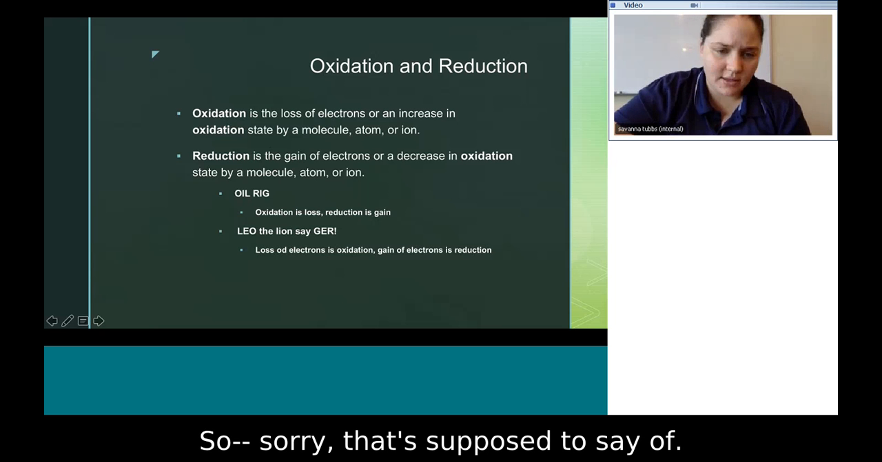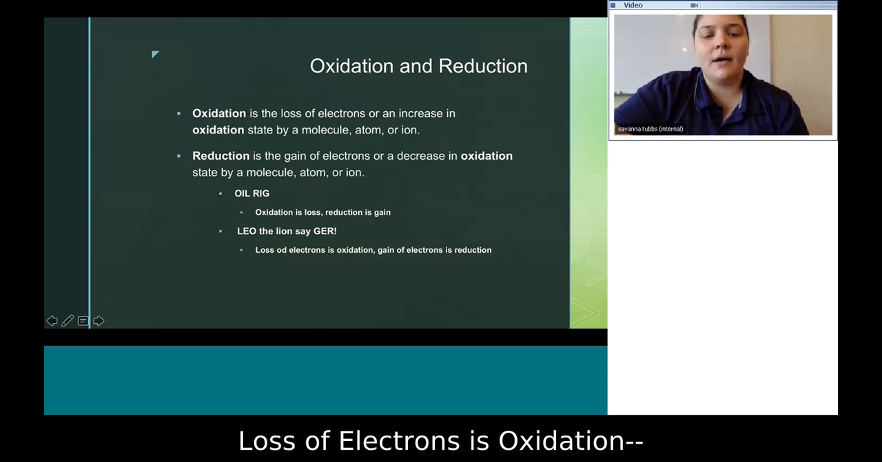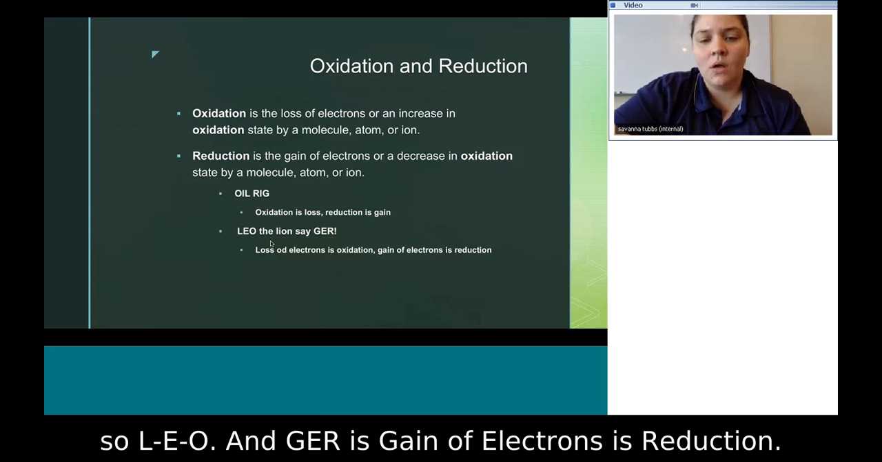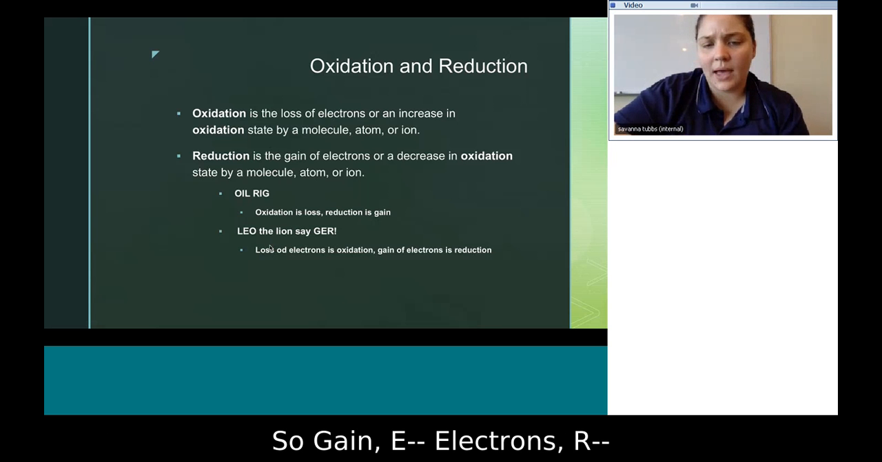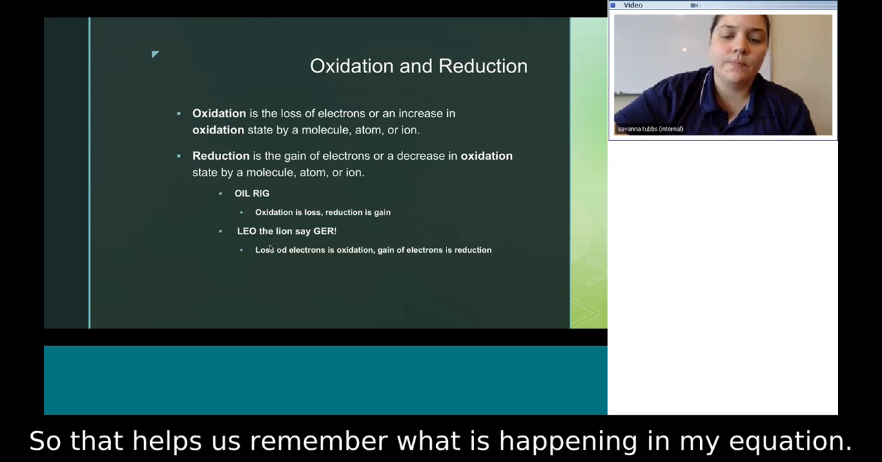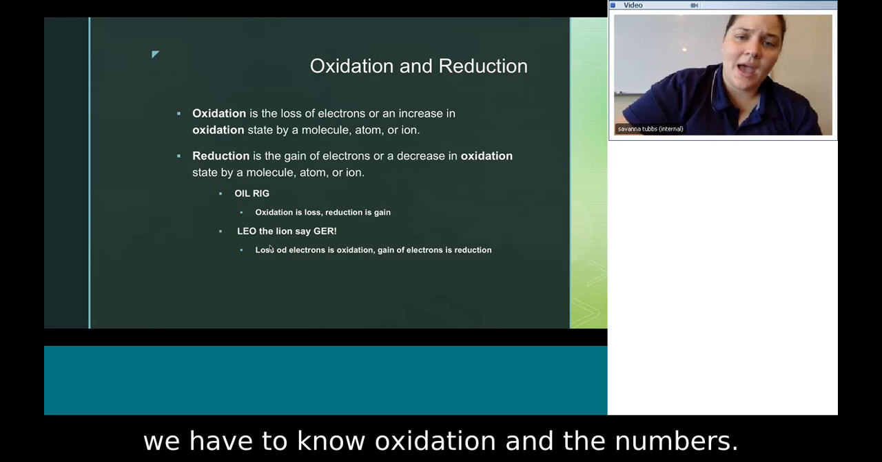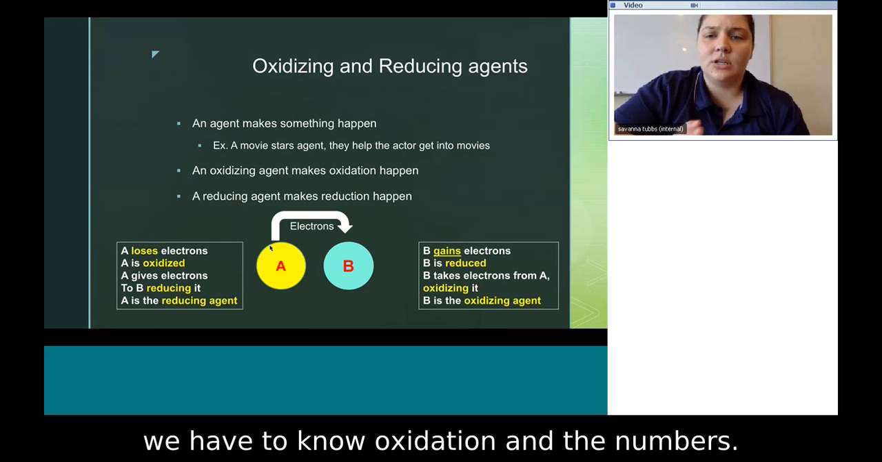Sorry, that's supposed to say "of." Loss of electrons is oxidation, so LEO. And GRR is gain of electrons is reduction. So gain of electrons is reduction. That helps us remember what is happening in our equation. But to be able to figure that out, we have to know oxidation numbers.